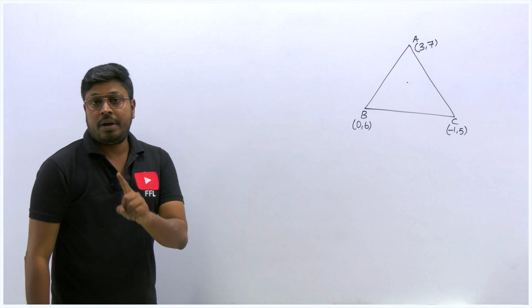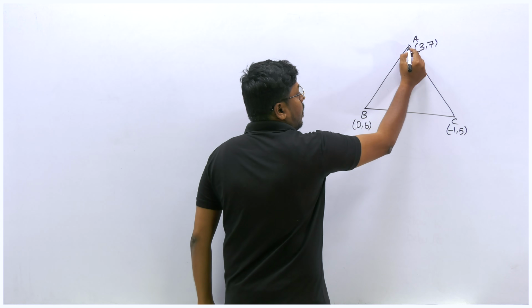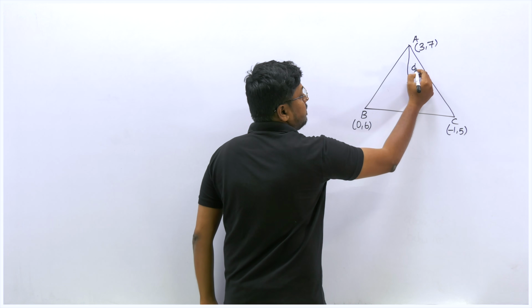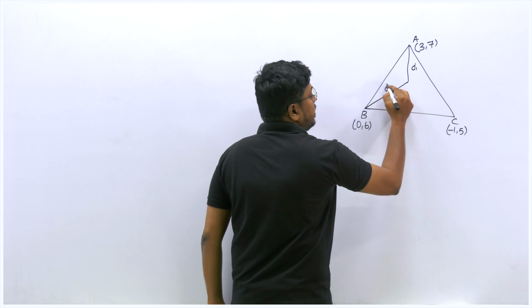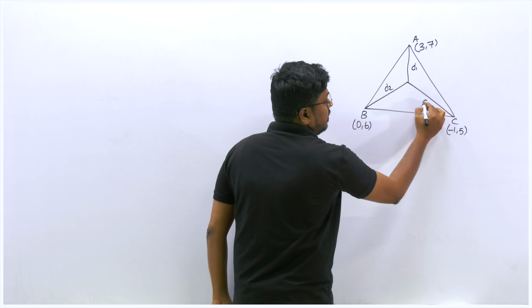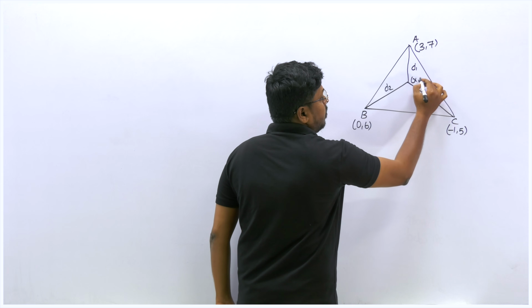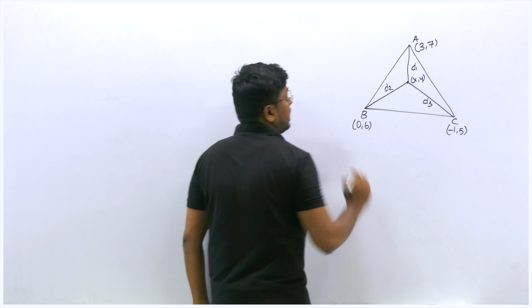And one important point I told you initially is that all three distances will always be the same. So this D1, this D2 and this D3 will be the same. So our target is to find the coordinates of this circumcenter.